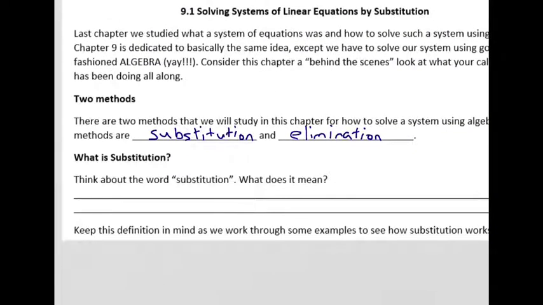So I want you to think about that word substitution. Okay? Apply it in the context that you already know it in. What is a substitution? What does it mean? When you take something and put something else for it. Okay, you take something out and you put something else in for it. Okay? A replacement. That's a very good definition.